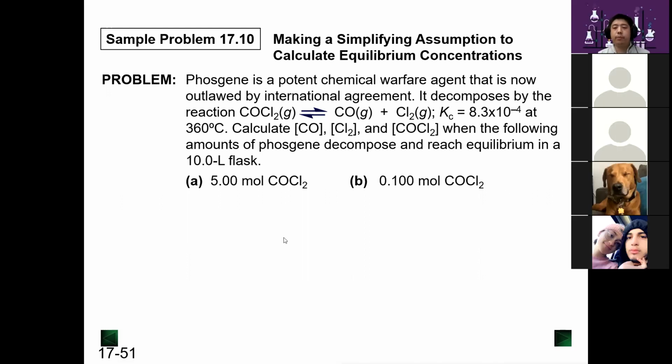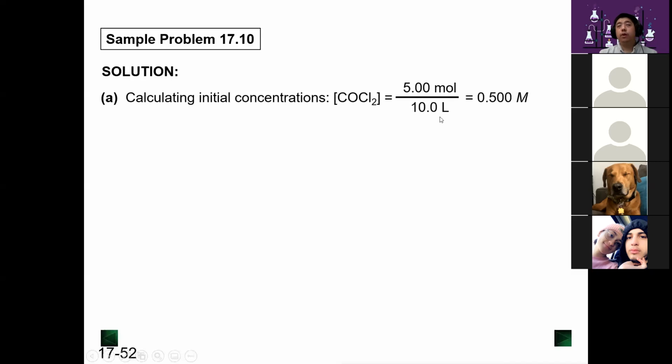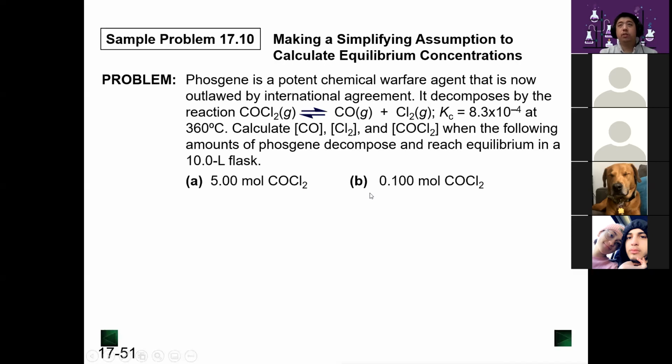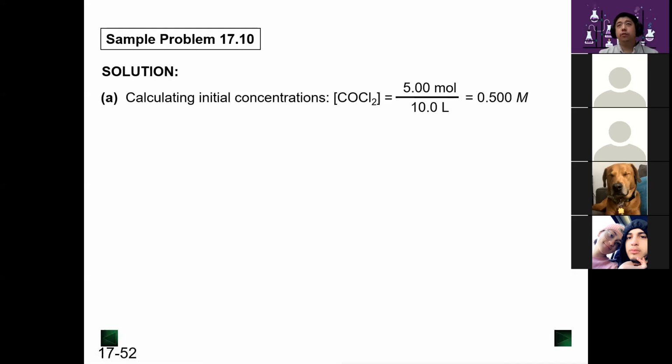Is anyone having trouble with this, or not sure how to set up their ice table? Yes. Okay, so let's try this out. We'll go piece by piece. We'll go ahead and find the concentration. Remember, this was in a 10-liter flask. So 5 moles over 10 liters gives you a 0.5 molarity. So this is my molarity.